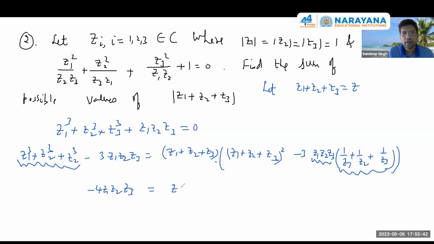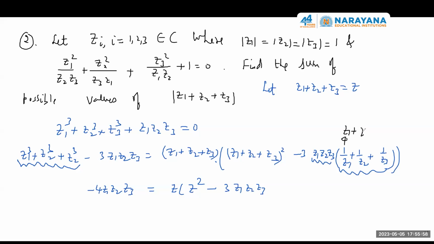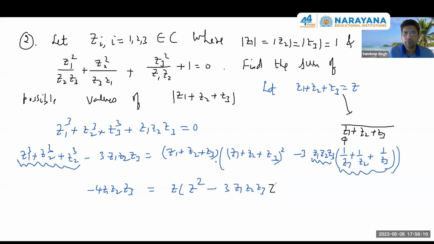I shall write this as z, so z square. Can I write this z1 z2 z3? All of you must be aware that if mod z1, mod z2, mod z3 are 1, then this is nothing but z1 conjugate, z2 bar, z3 bar. So basically this is whole bar, so can I write this as z bar? Yes, I have taken this as z. So what would I want to write? I would want to write this as z bar.